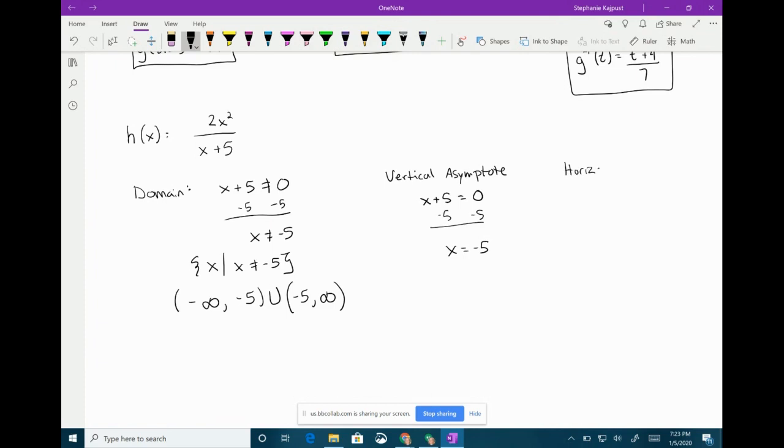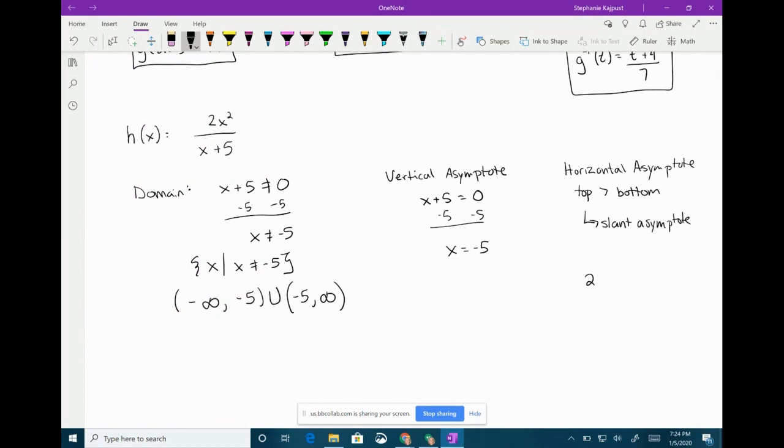Then when we have the horizontal asymptote, we're looking at the degree of the top and the bottom. So on this particular example, the degree of the top is quadratic, so that's degree 2, and the bottom is linear, so that is degree 1. So the top is larger than the bottom. When that happens, we have a slant asymptote, and we need to do long division. Because we have a linear in the denominator, we could also use synthetic division.